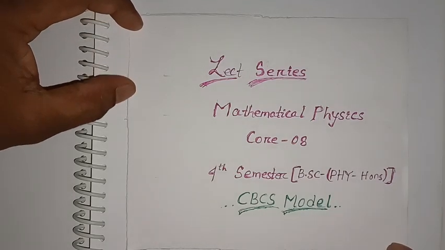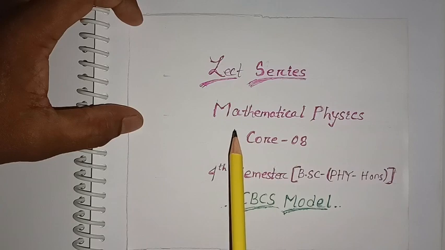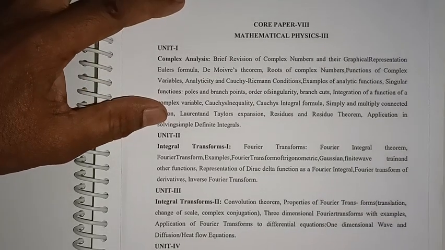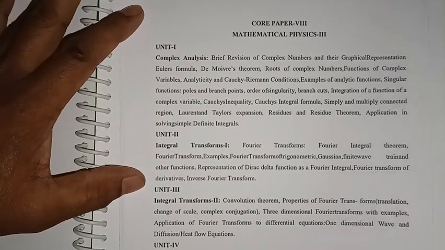Okay, hello everyone. Welcome to all in our lecture series on mathematical physics, that is your Core Paper 8, which belongs to 4th semester BSc Physics in the CBCS model. Before we start this lecture series, first we are going to discuss the entire syllabus of this paper. This is the entire syllabus of this paper.